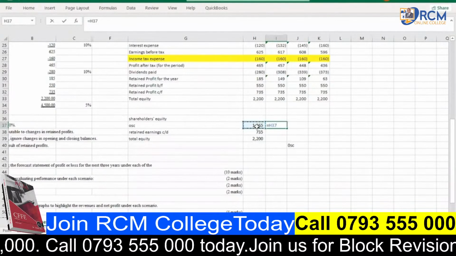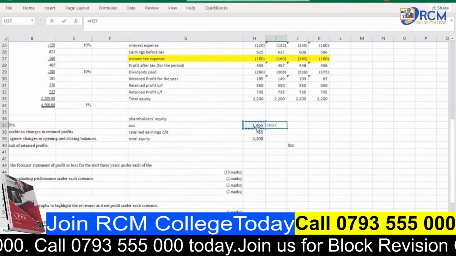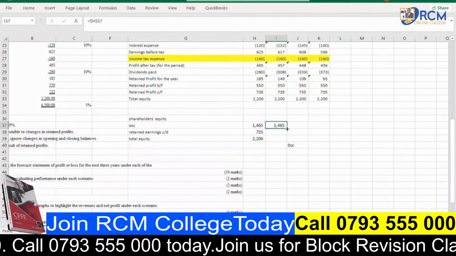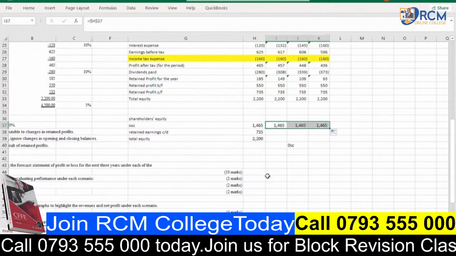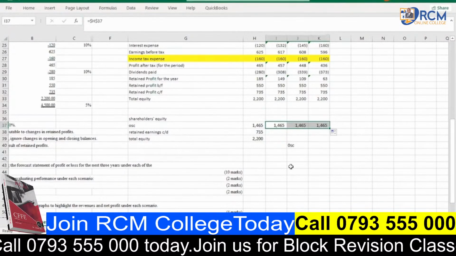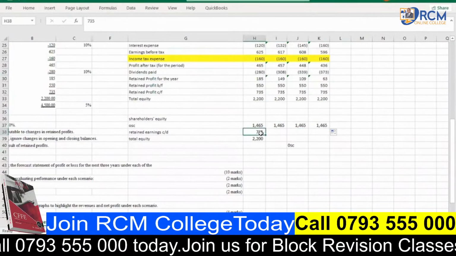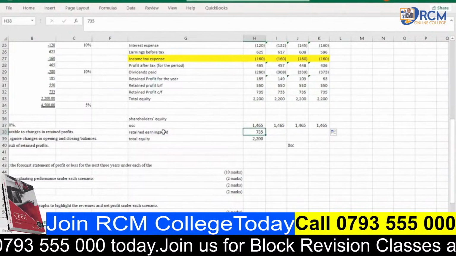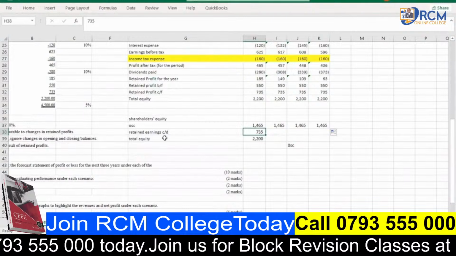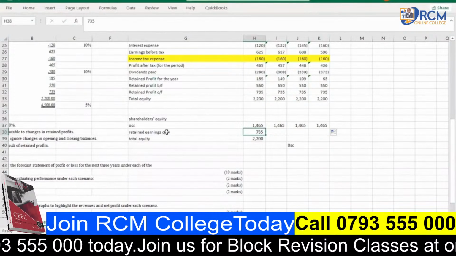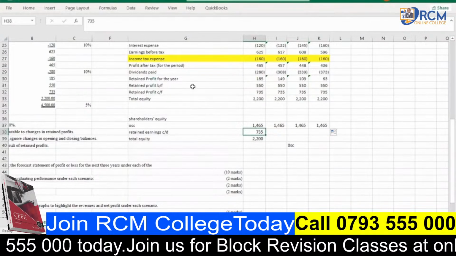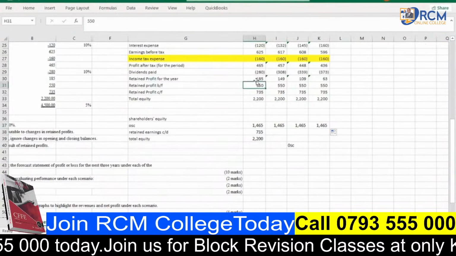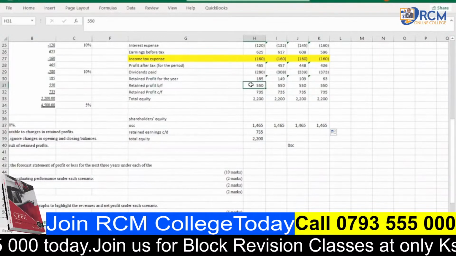So we get that, and we autofill it up to the last year, which is that one there. Then from there, we come to this area. We want to get the retained earnings carried down. And we said retained earnings carried down is the retained earnings brought down from the previous year plus the profit for the year. That is for 2022.